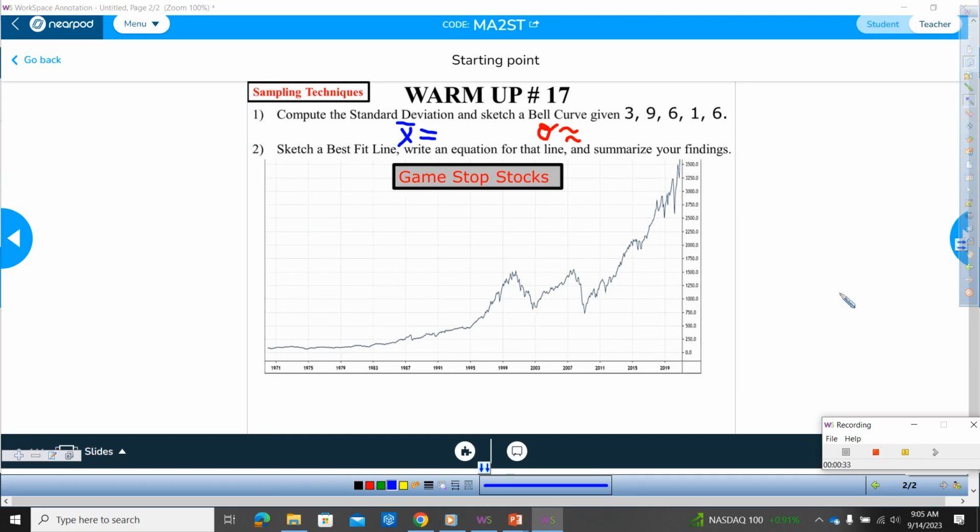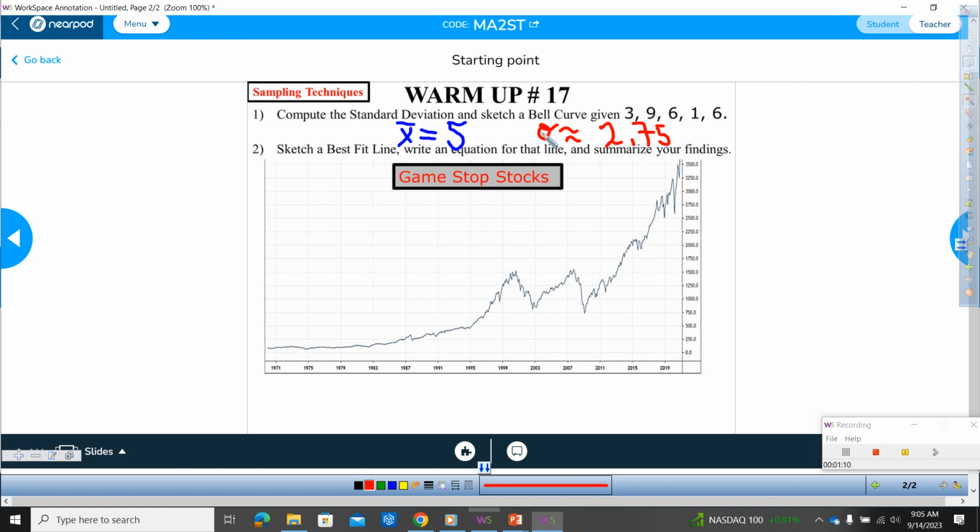All right. What'd you get for the mean, Alex? 5. How about the standard deviation, Bree? The what? Ethan, what'd you get for standard deviation? 2 point what? 2.75. Hands, have you got 2.75? That is correct. If you didn't, double check your work.